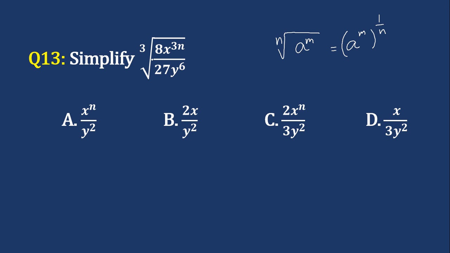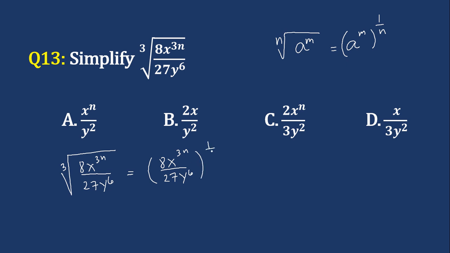Alright, so let me copy first the given. We have the cube root of 8x raised to 3n divided by 27y raised to 6. Here the index is 3. So we can change the entire thing into 8x raised to 3n divided by 27y raised to 6, all raised to 1/3.